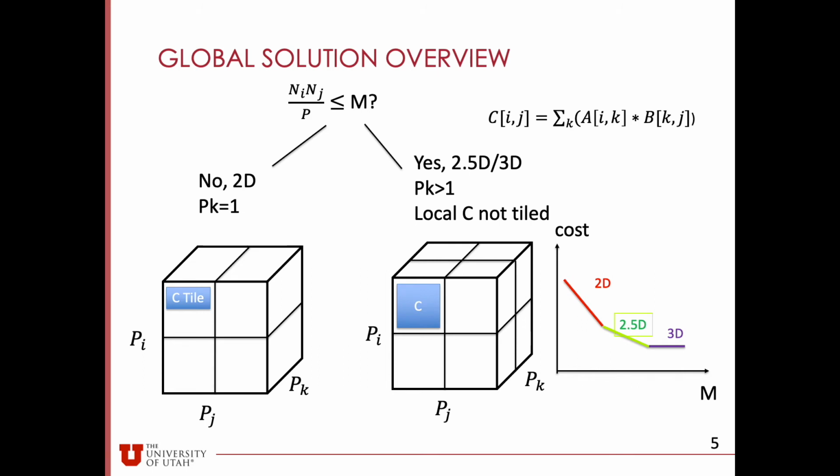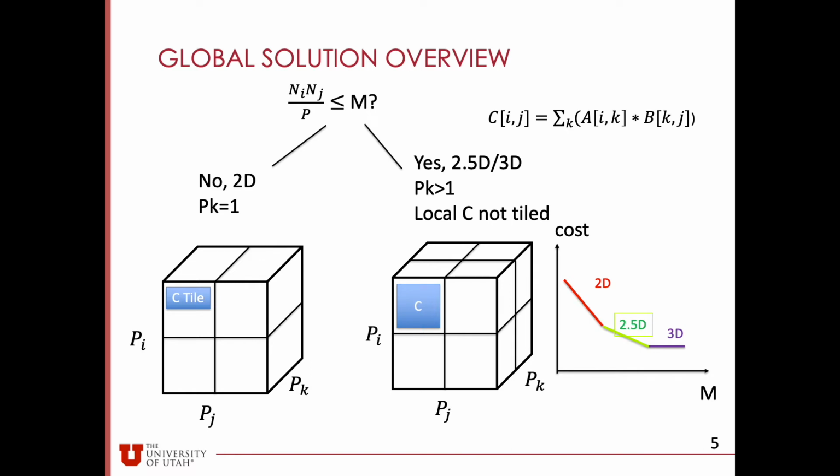The structure of the global memory solution can be expressed by the following figure. If we do not have enough local memory, such that P multiplied by local memory size is less than or equal to the tensor C size, the solution we derived will not spread processors along the K dimension. This is shown as the leftmost figure, and it is equivalent to the 2D MATMUL algorithm.